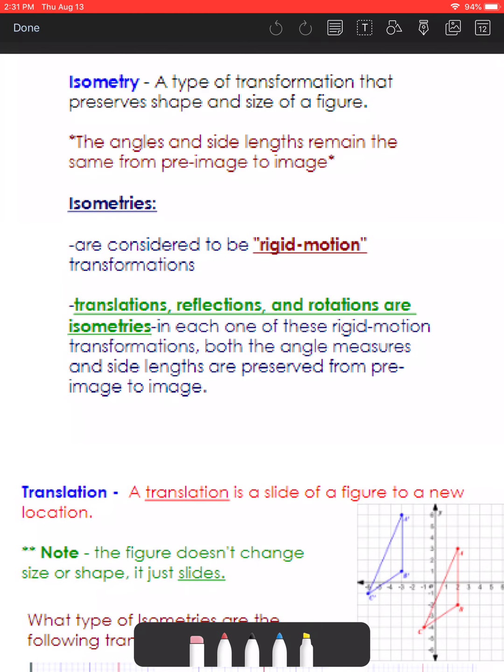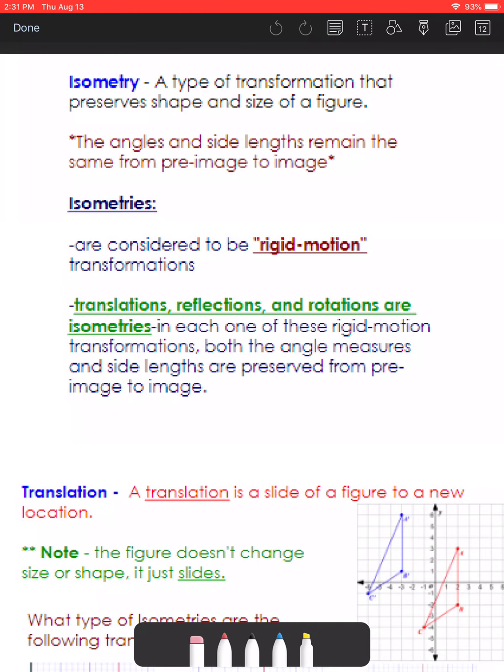So it's important to remember that the angles and side lengths remain the same from the pre-image to the image with an isometry. Another way that some books will refer to isometries is by calling them rigid motion transformations. So there are 3 types of rigid motion transformations. They're translations, reflections, and rotations. Those are all isometries.